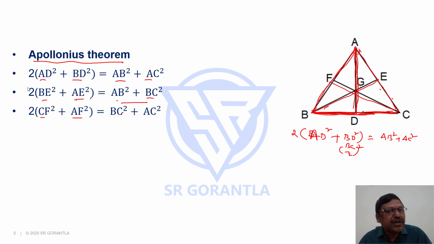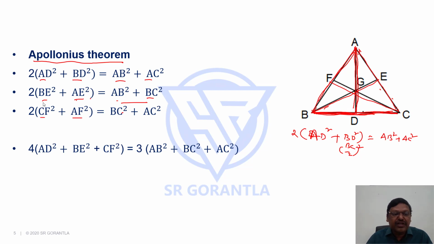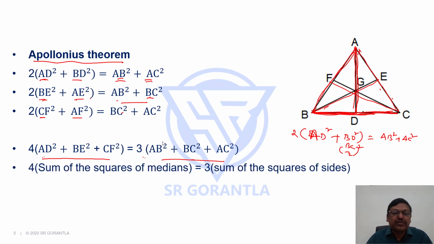So we can establish the relation between medians and sides of a triangle. And that relation will be this. When you simplify these three equations, we get 4 times (AD² + BE² + CF²) equals 3 times (AB² + BC² + AC²). That is, 4 times the sum of the squares of the medians equals 3 times the sum of the squares of the sides. This is the relation between medians and sides of a triangle, right?